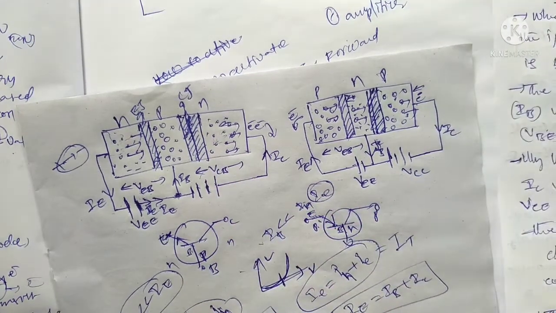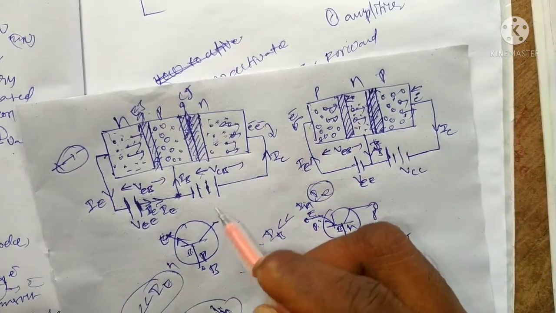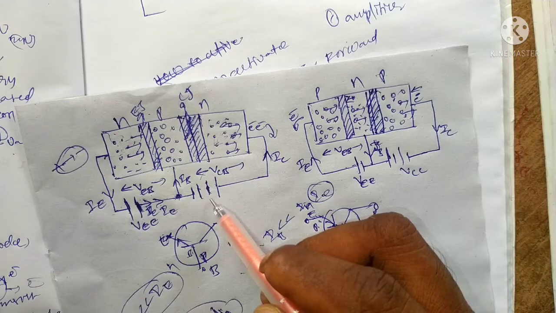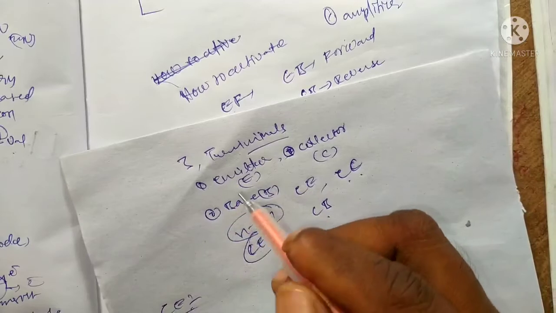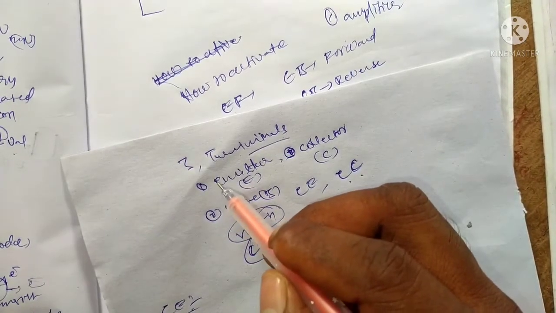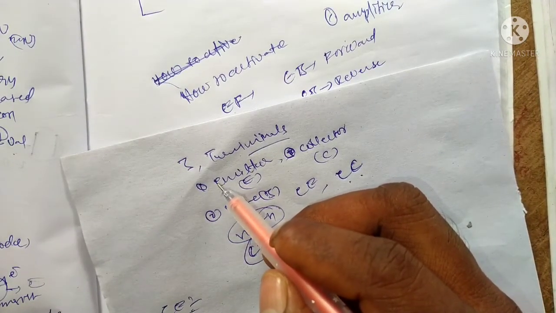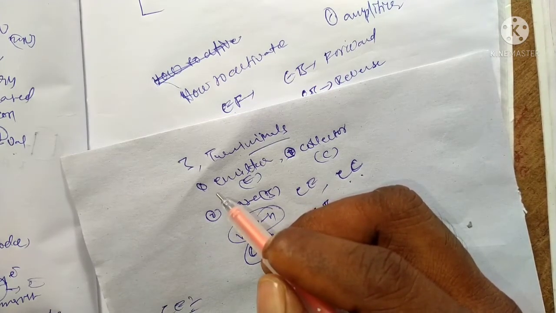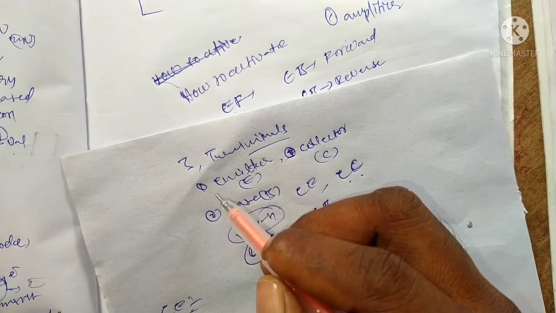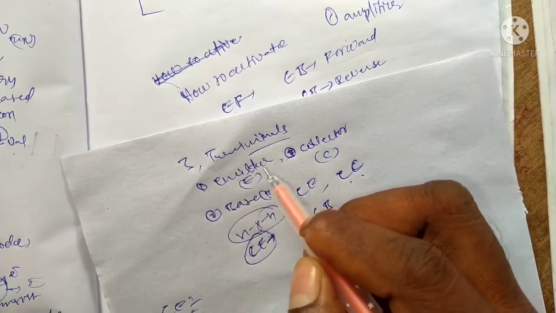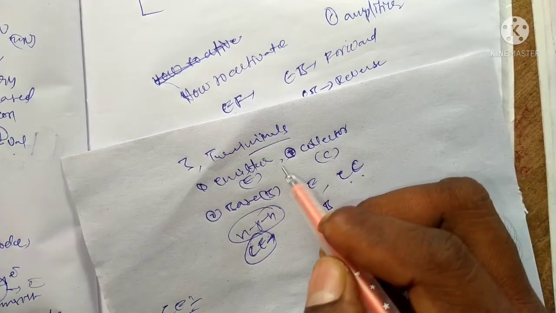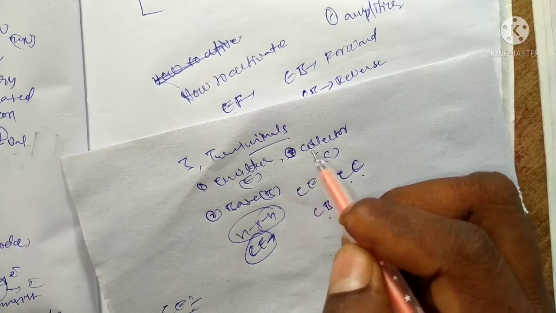Okay, now the transistor circuit configurations and transistor characteristics. Three terminals are available in the transistor, that is emitter, base and collector. I will now discuss what the emitter is, what the base is, and what the collector is.